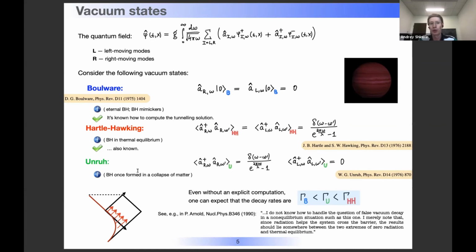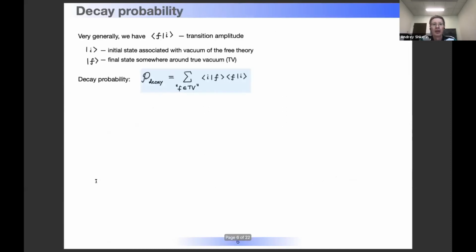It is important to know that in these two cases, there are in principle known prescriptions for how to compute the vacuum decay rate. But no such prescription is available for the Unruh state. So here we should really go back to the roots and develop it. So let me explain our approach.